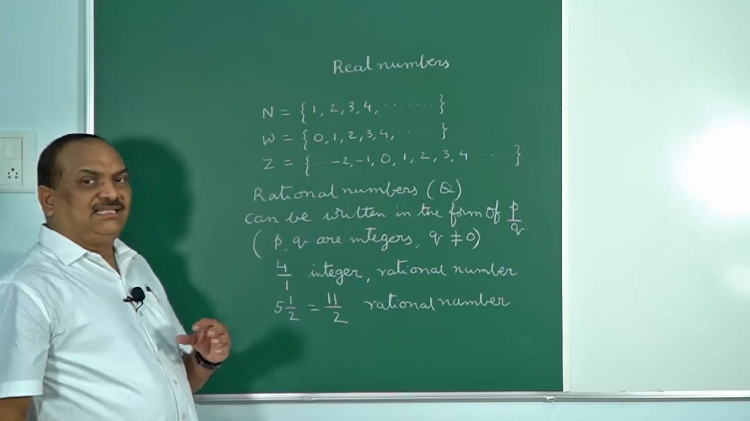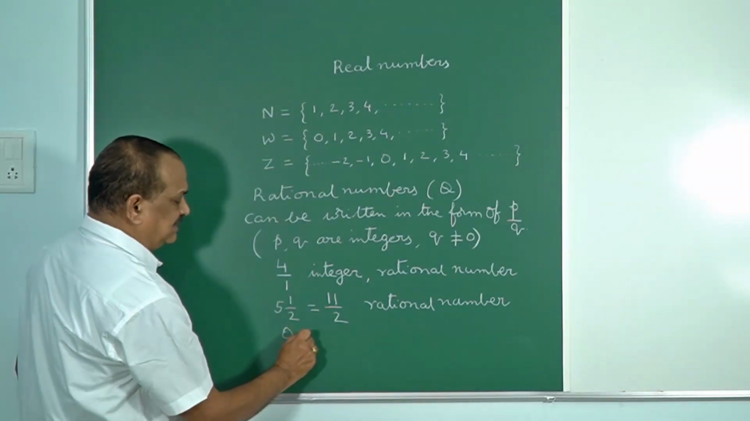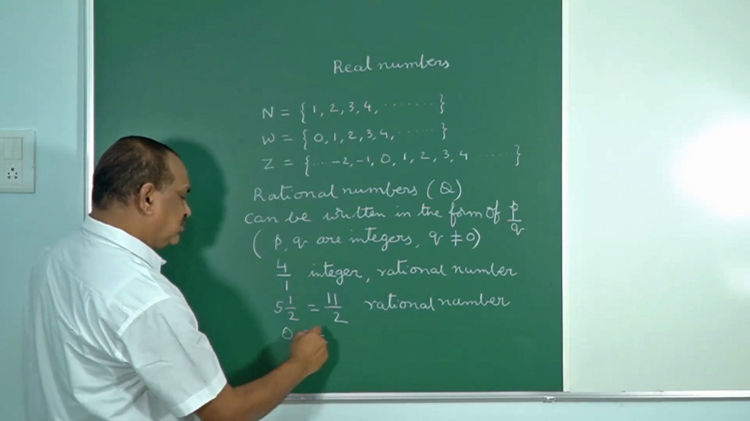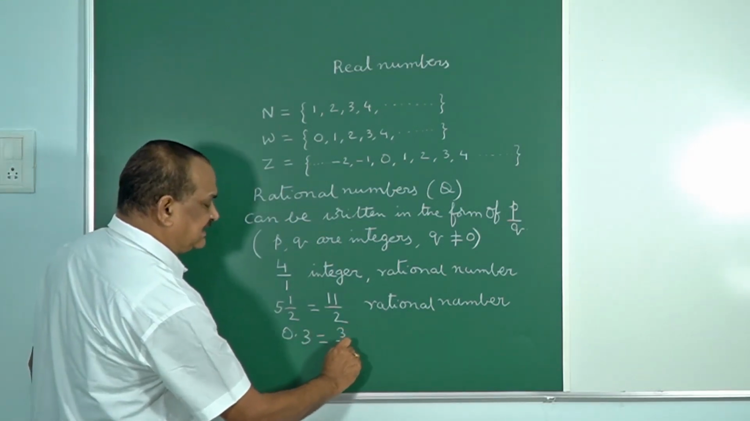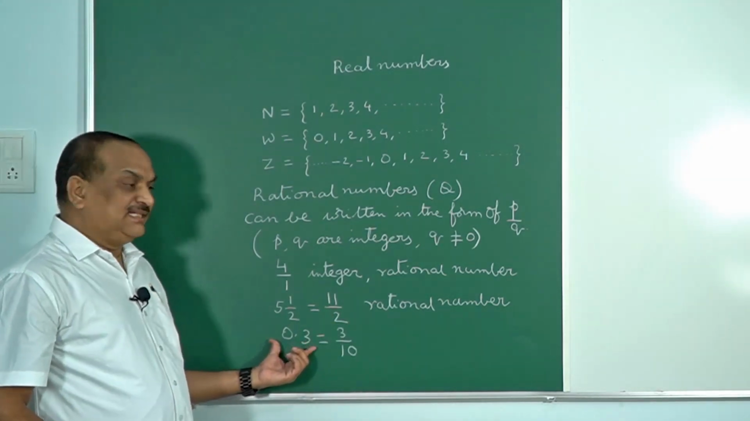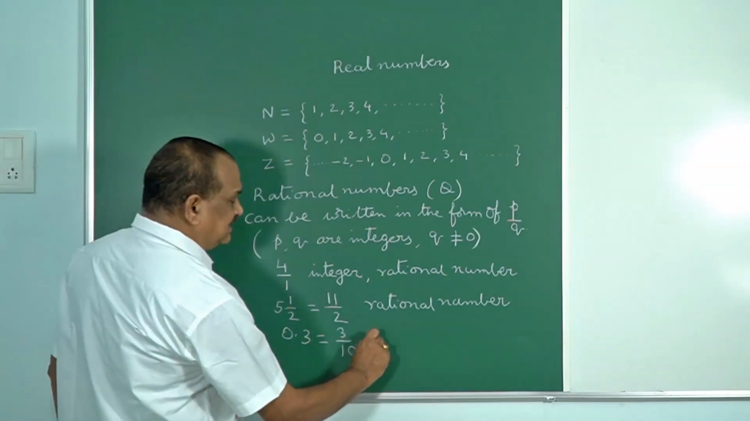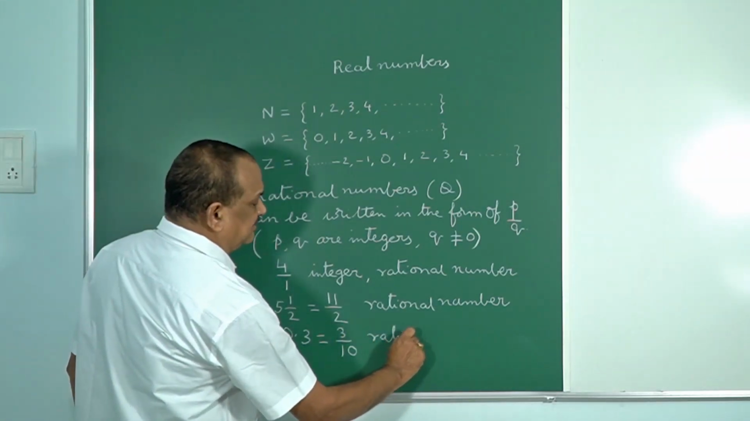Let us say you have a terminating decimal, say 0.3. So this is the same as 3/10, 3 on 10. So a terminating decimal here can be written in the form of p on q. So this is also a rational number.